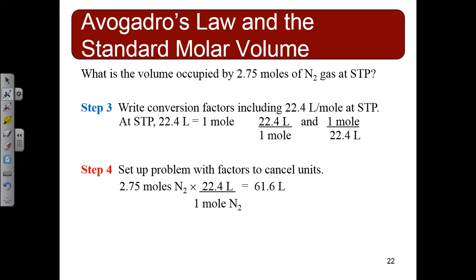So moles cancel. You're left with liters on top, and that's what you're trying to find. So you take 2.75 times 22.4. If we were given grams of the gas, what do you think we would do? What would be our plan to get to volume? Yeah, you would take grams, convert it to moles, and then multiply. We're going to look at two more scenarios.